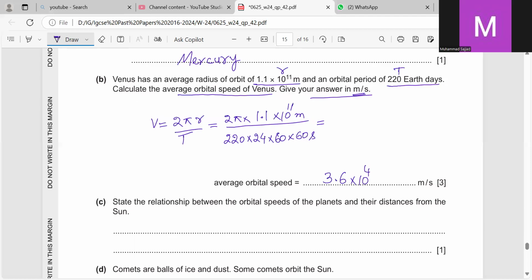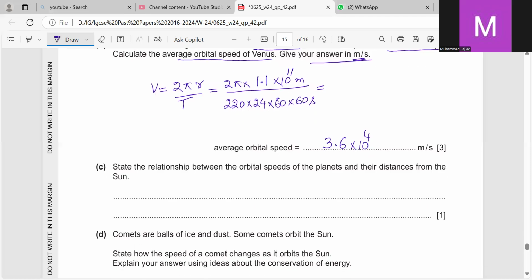Okay, next is state the relationship between the orbital speeds of planets and their distances from the sun. We know if the planet is further away from the sun, the gravitational pull of the sun on the planet is weaker and its orbital speed is slower. So state the relationship between the orbital speed of the planet and their distances from the sun.